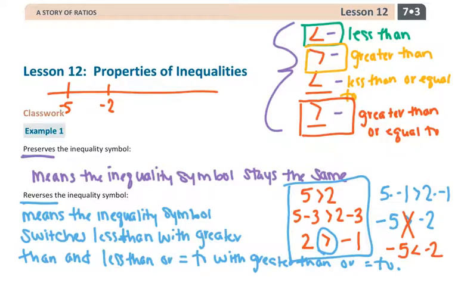So we're now going to take a look at a couple of different examples of what might happen if we do this to these inequalities. Is the inequality symbol going to stay the same, or be preserved? Or is it going to be reversed or change? We're going to take a look at that now.